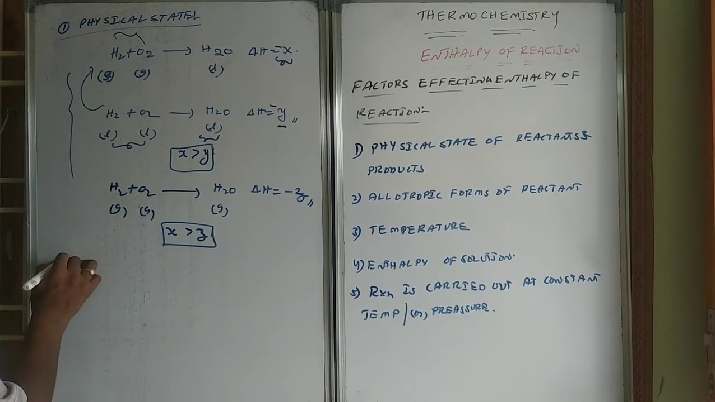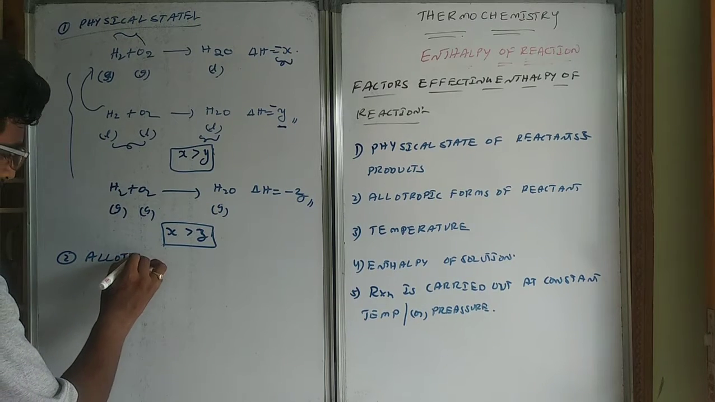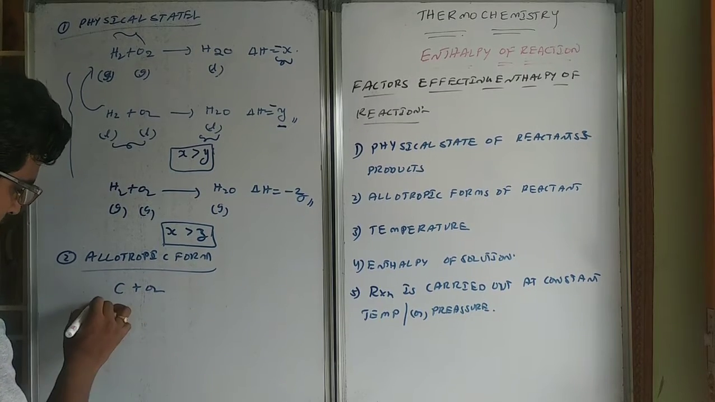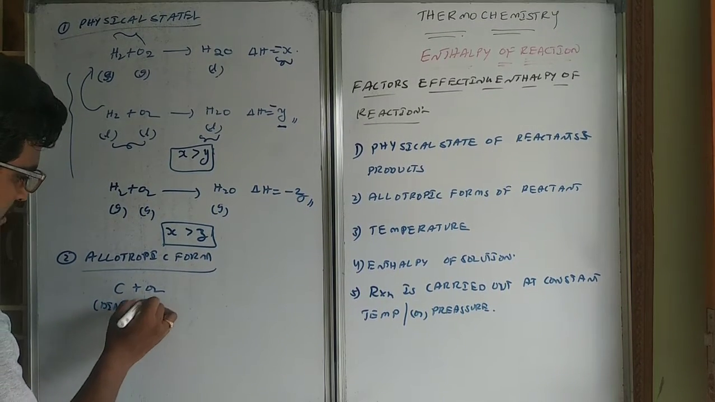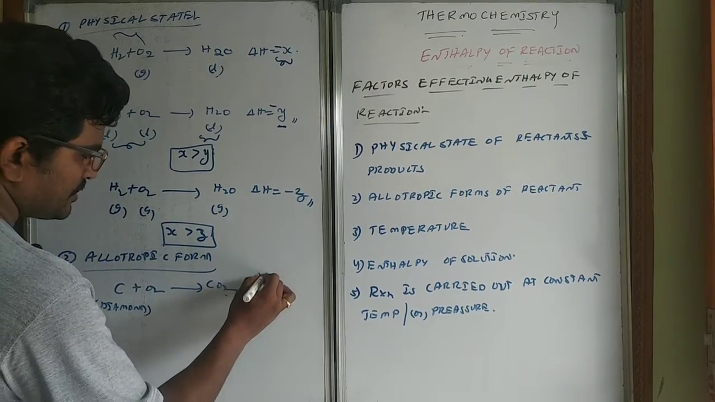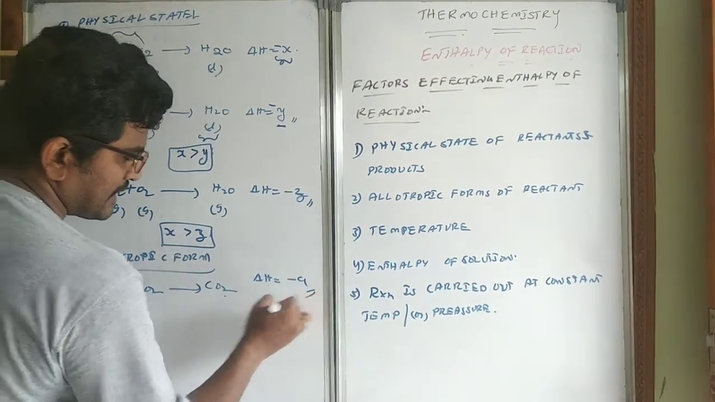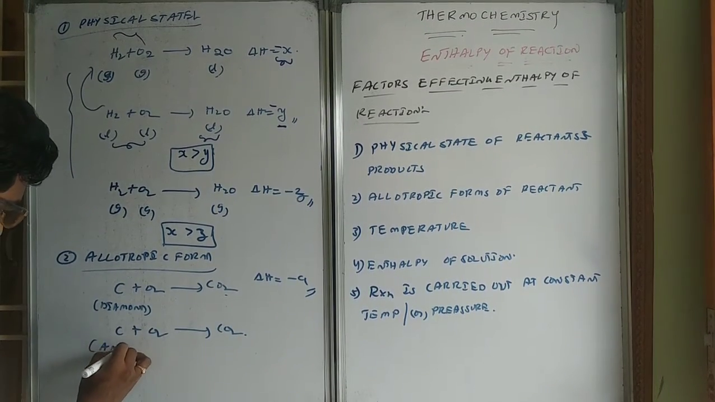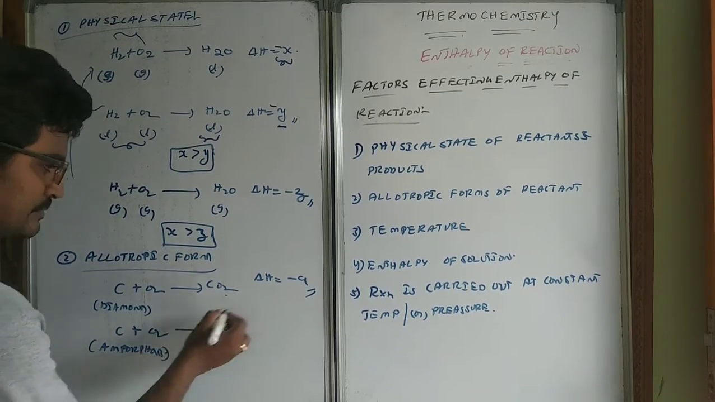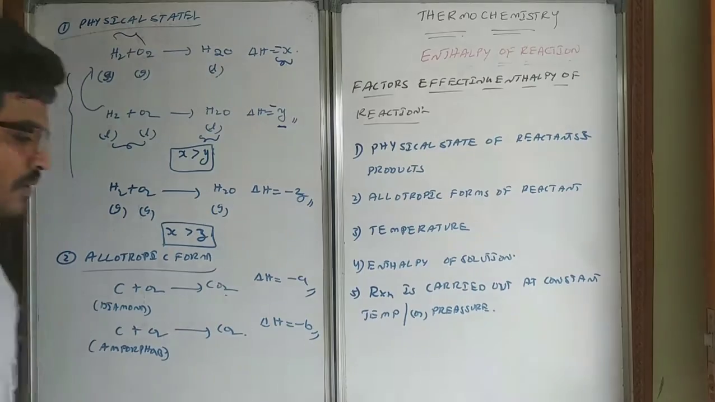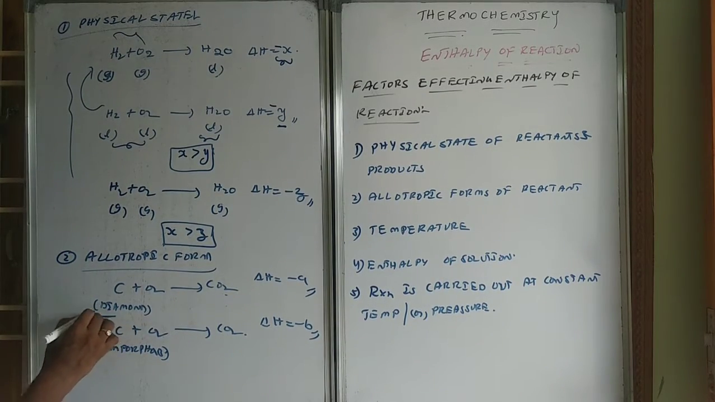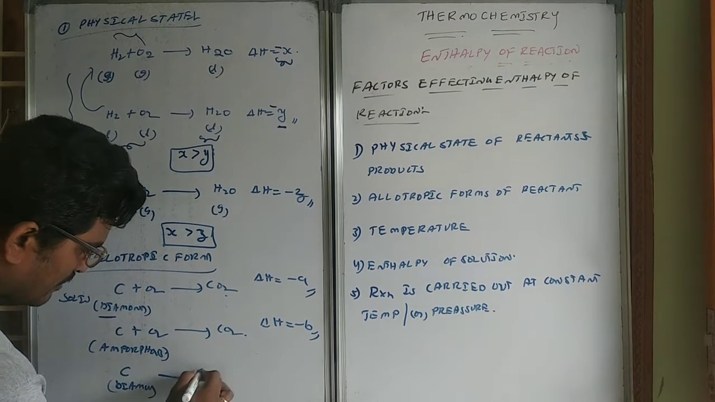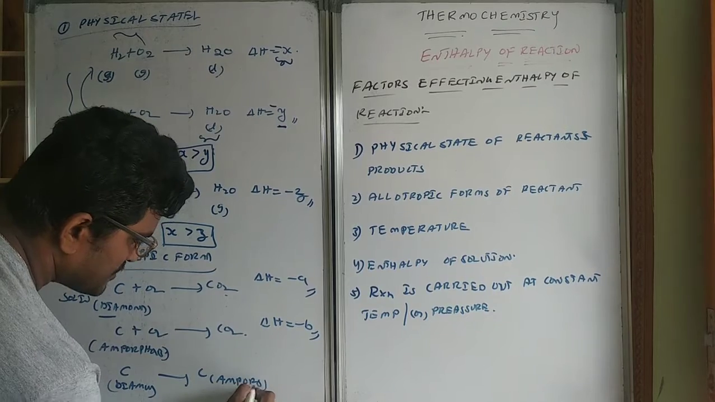And the next one you see is allotropic forms. Allotropic form. Let us say carbon, that is a diamond. Diamond undergoes a combustion reaction to produce carbon dioxide. Let us take delta H is minus A. Carbon undergoes combustion to produce carbon dioxide, that is amorphous. Let us say delta H is equal to minus B. So see, diamond is the solid form. To convert solid form into amorphous form, you need some amount of energy to supply, right?